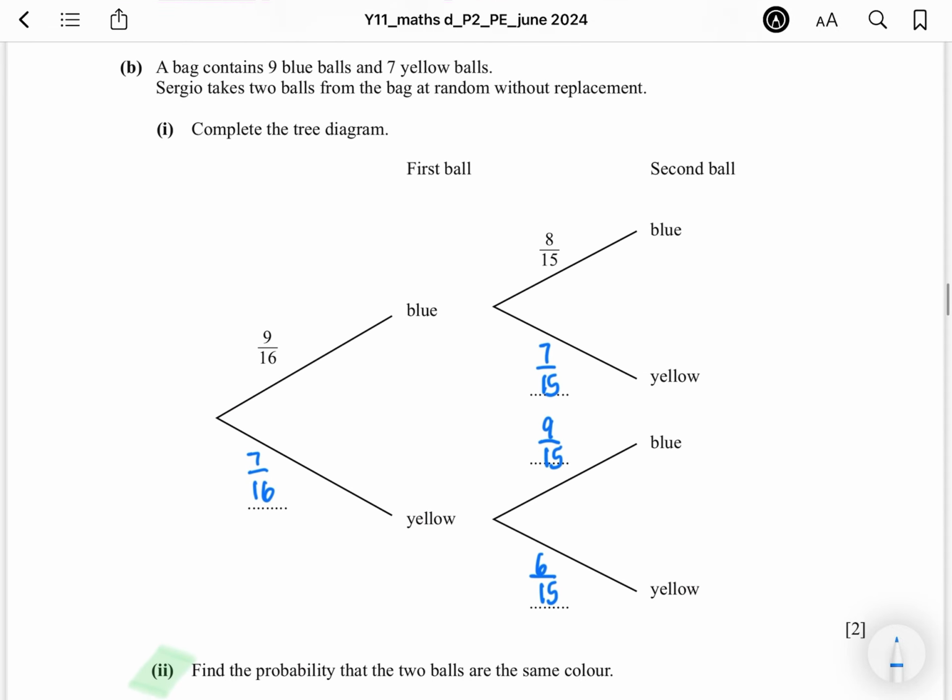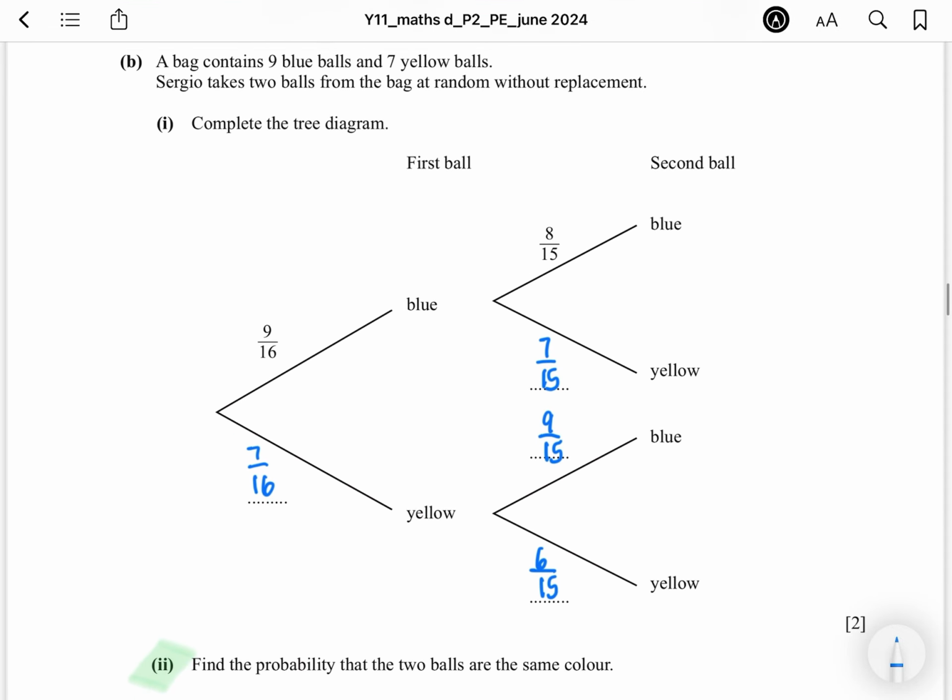Complete the tree diagram like that. Now remember, it says without replacement, so the total for the second ball, everything should be less than 1. So if you take out the blue, the amount of blue is less, but the yellow remains the same. If you take out yellow, the amount of yellow should be lessened, but the amount of blue should be the same.